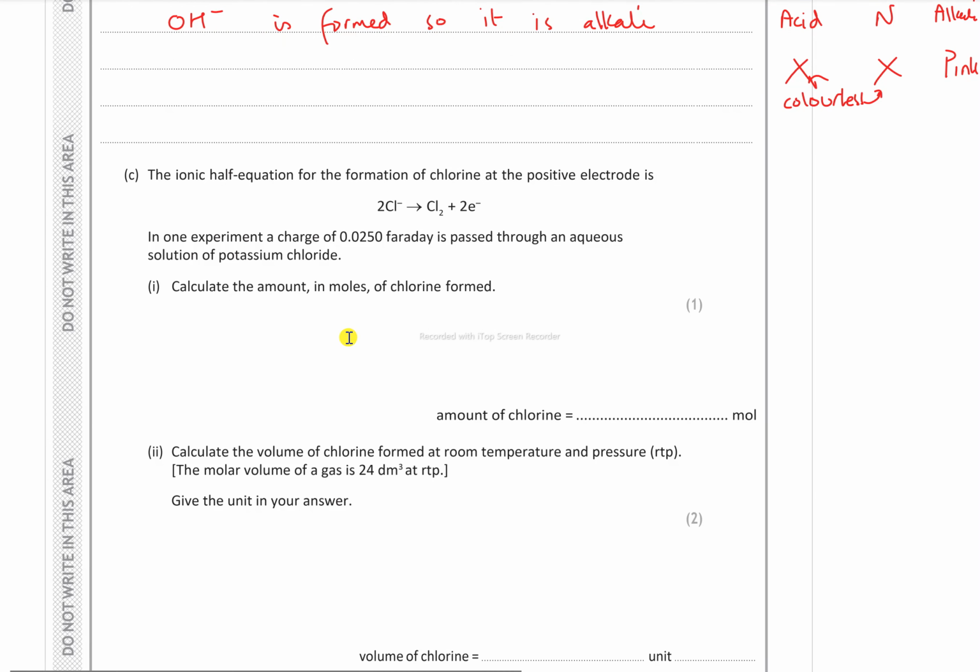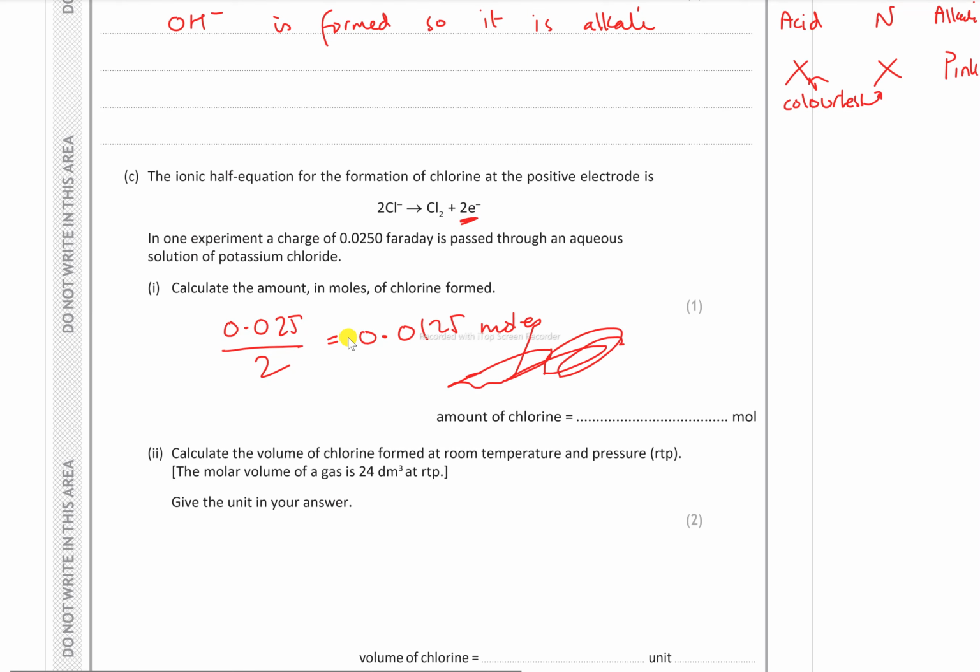Okay, half equation, Faraday. Again, we don't need this anymore. So you've got a very small Faraday formed. So what you do is you divide it by 2 because you've got 2 of those, equals 0.0125 moles of chlorine formed. Again, we don't need this for this spec.